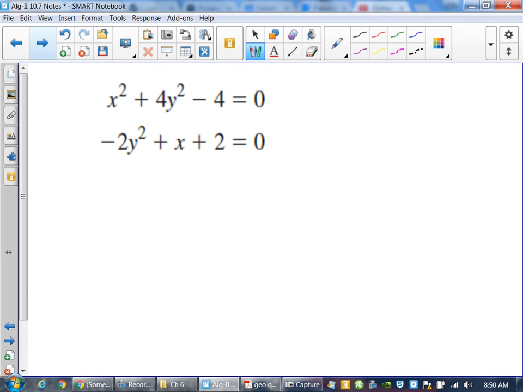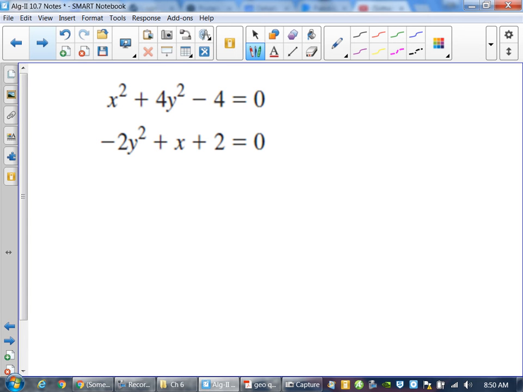If you look at what we have, we need to make a decision as far as which one we want to get by itself. Well, in the top equation, I have an x squared and a y squared. If I got y squared by itself in the bottom equation, then y squared would equal something with an x, but I'd also have to deal with some fractions. It could work, but it could get ugly.